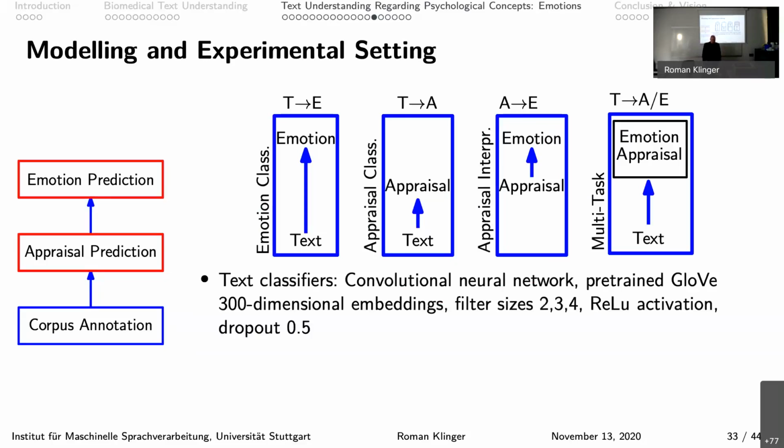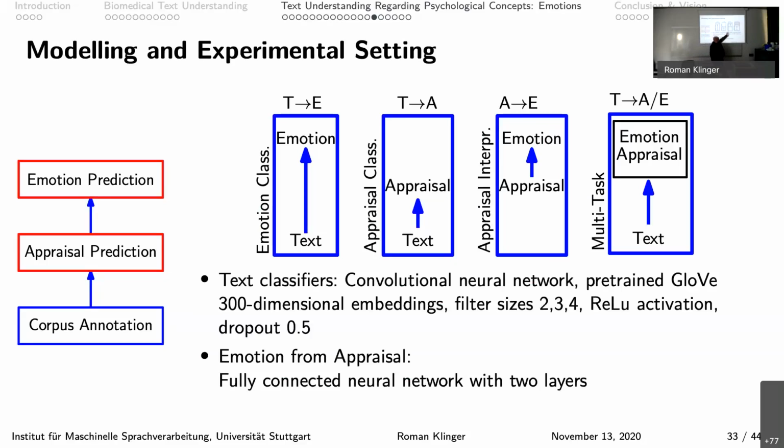We used a convolutional neural network here for most of the tasks, except for the appraisal prediction, where we just use a fully connected two-layer neural network such that it can also exploit nonlinear relations between the appraisal dimensions to predict the emotion. And we evaluated via 10-fold cross-validation.